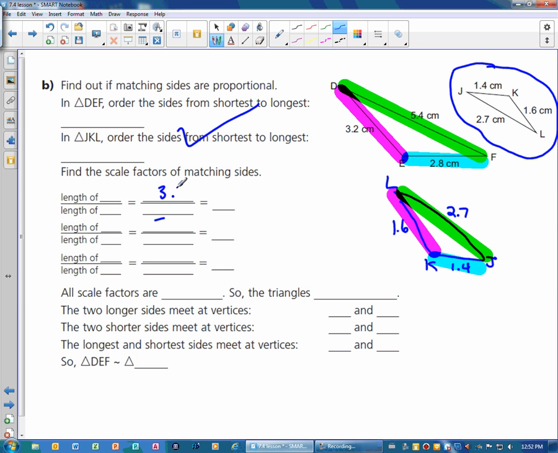3.2 to 1.6 is a nice even 2. 5.4 to 2.7, again another 2, and 2.8 to 1.4, there we go, another 2. All scale factors are equal, so the triangles are similar. I don't think you need to do that, but it says triangle DEF, so if we go DEF, we have to say LKJ.